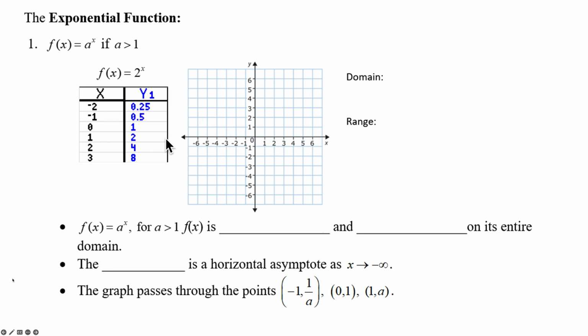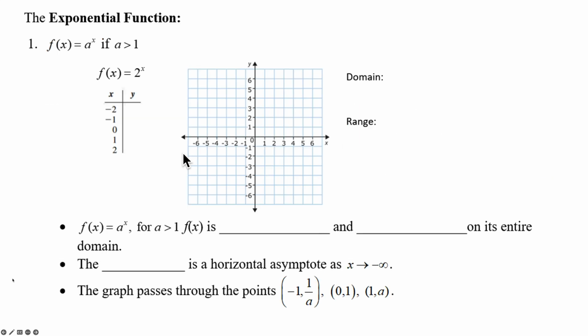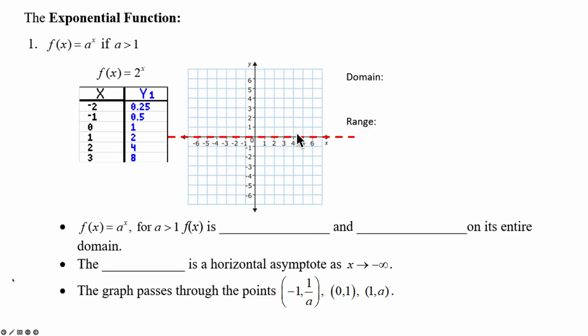Now, we said previously we have a horizontal asymptote. Let's plot that first. There's my line. Now at negative 2, I'm at 1/4 or 0.25. When I'm at negative 1, I'm at 1/2 or 0.5. 0, 1 on the y-axis right there. 1, 2, 2, 4, 3, 8. It's just a little bit off the graph. There's my exponential curve. So the left-hand behavior is approaching 0. The right-hand behavior will be approaching infinity.